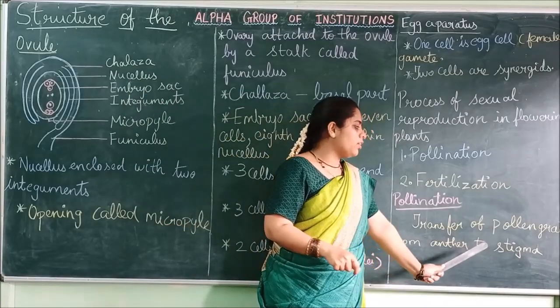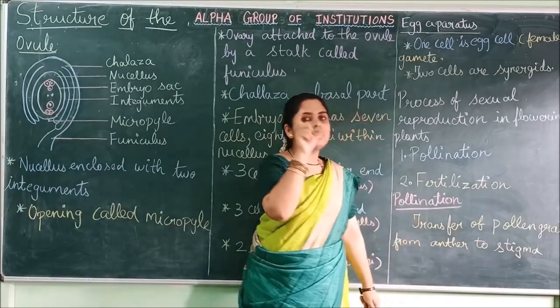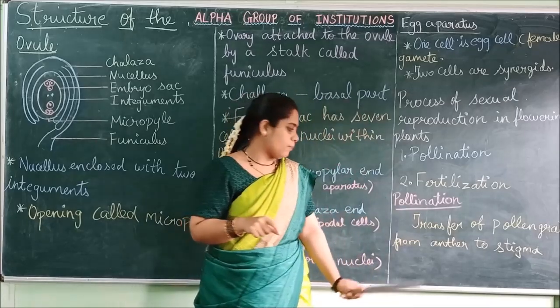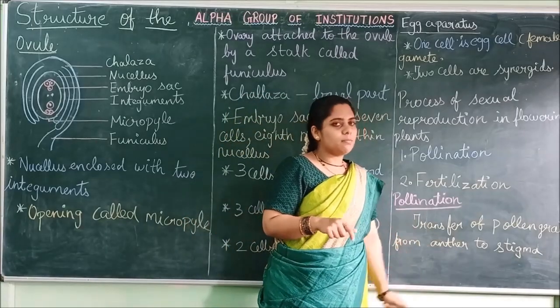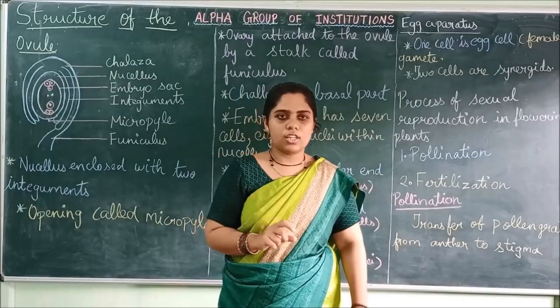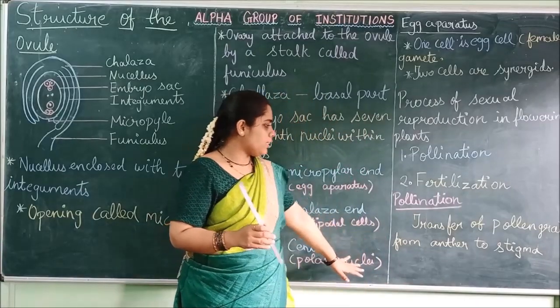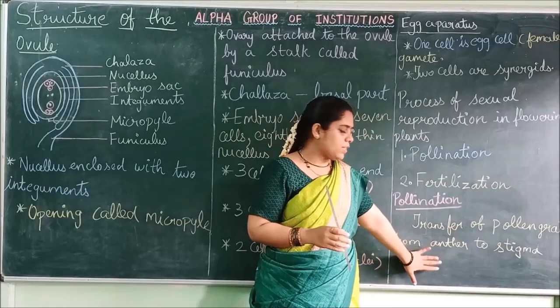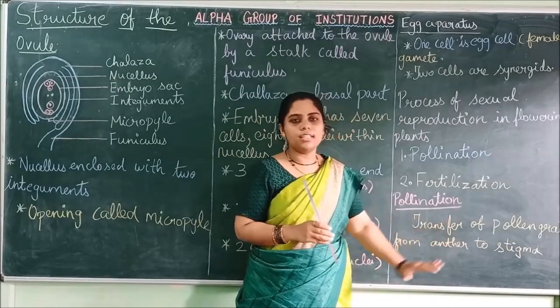From the anther to the stigma. How is the transfer of pollen grains from the anther to the stigma? That process is called pollination. So these are the points under pollination. Now next we will see about pollination in detail.